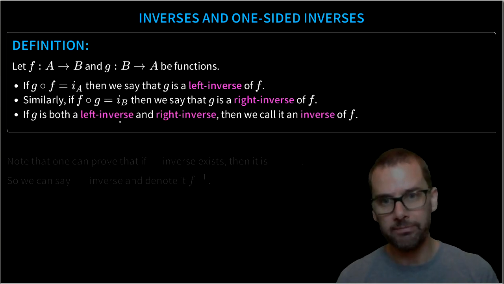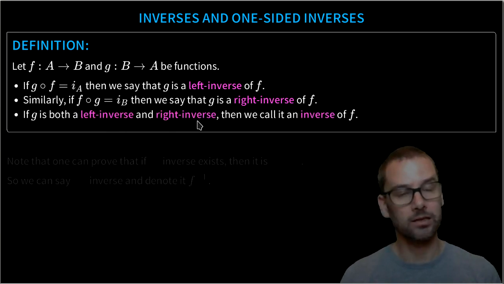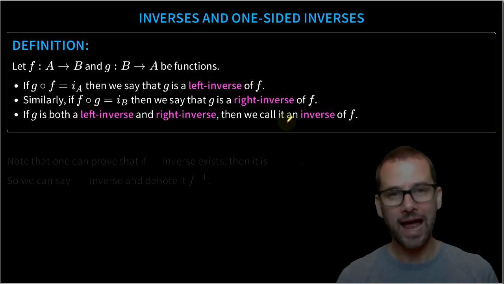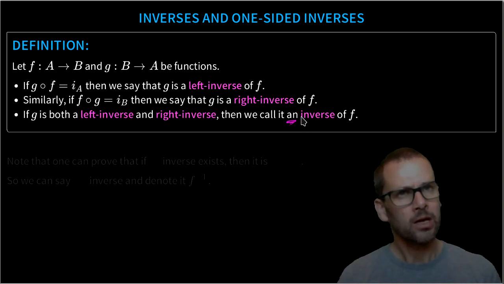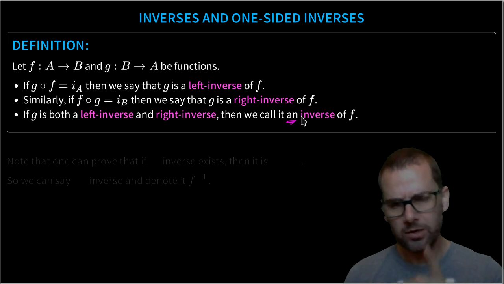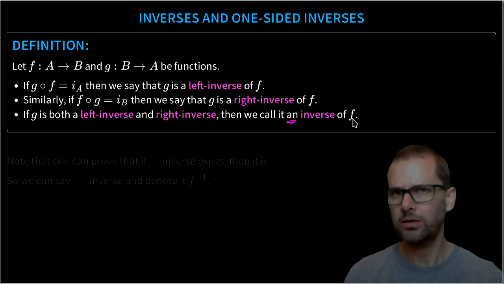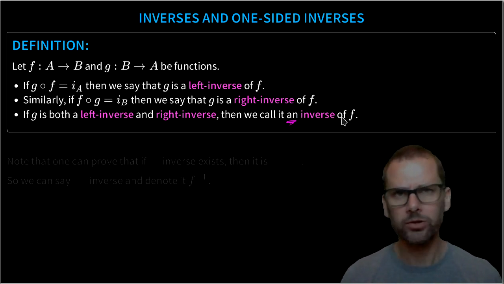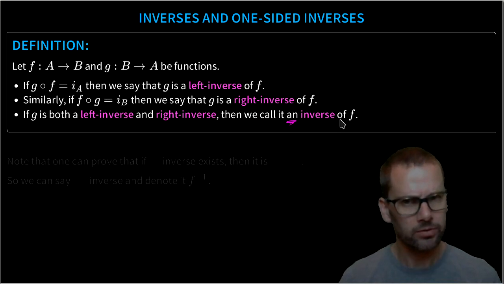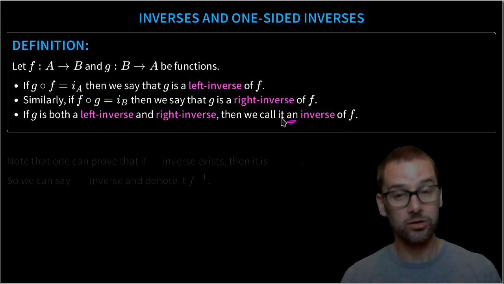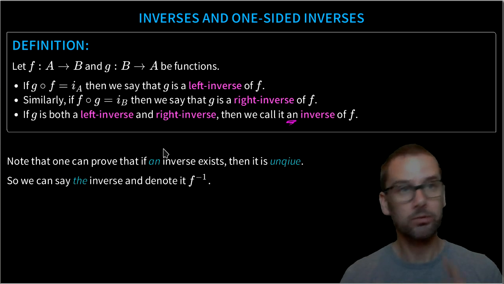Now, if g is both a left inverse and a right inverse, then we say it is an inverse of f. Because at this point, we don't actually know that f has only one inverse. We don't know that it may have multiple inverses. In fact, we have to prove that if f has an inverse, that it's unique. And so that's what we will do, but we'll do it in a moment.